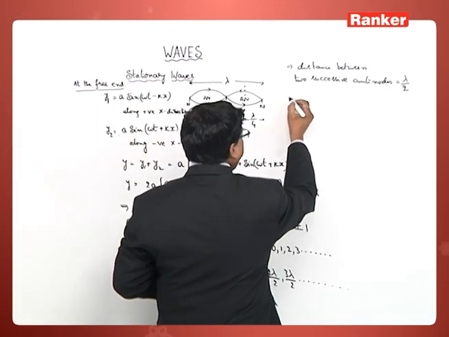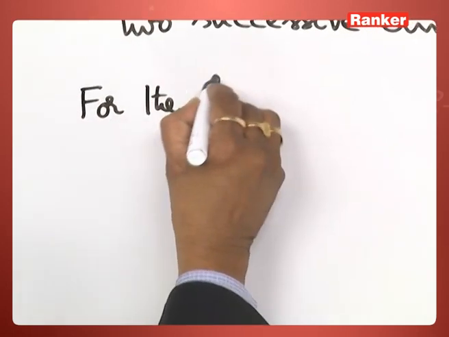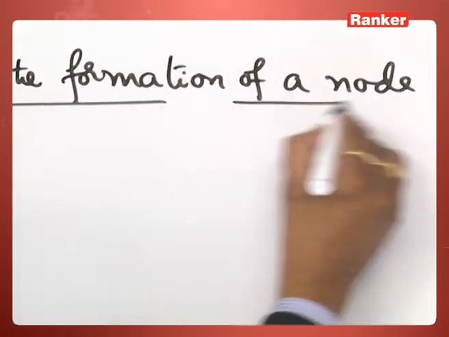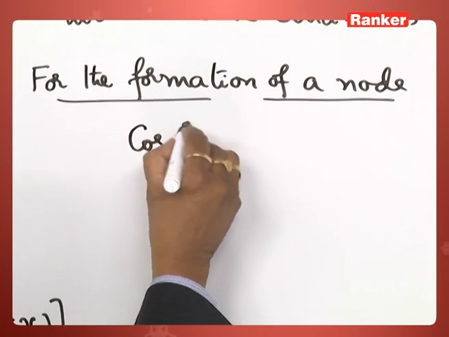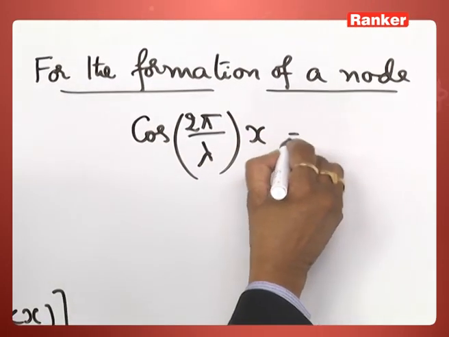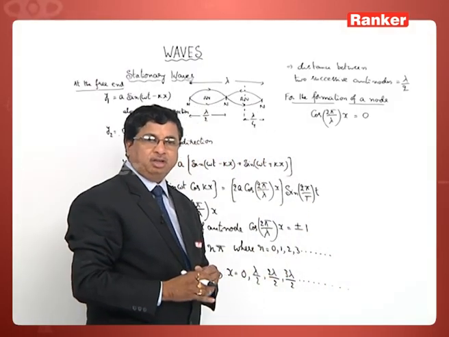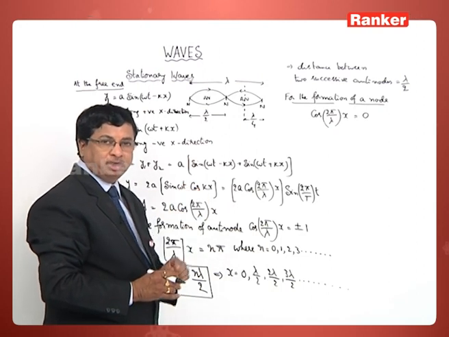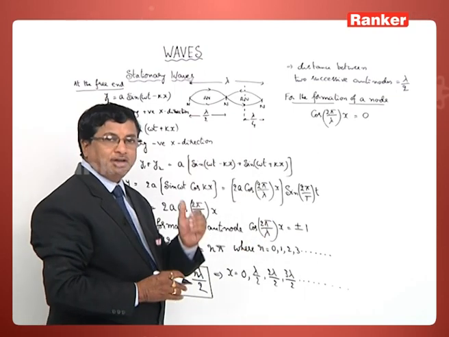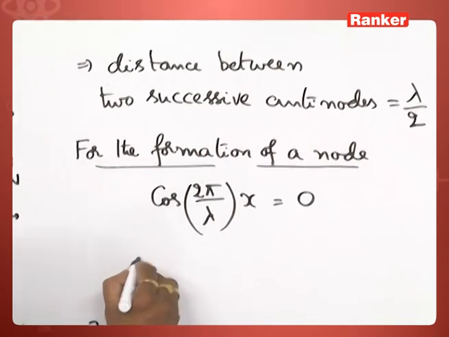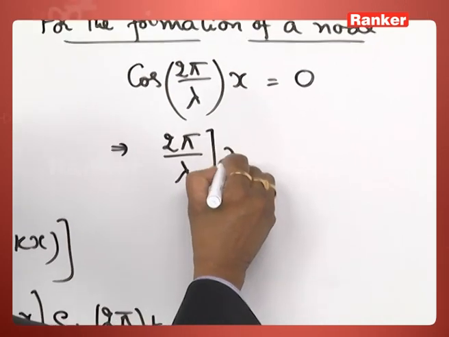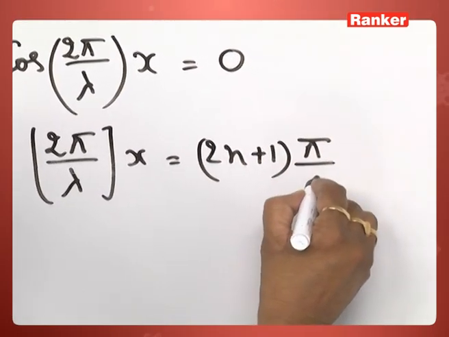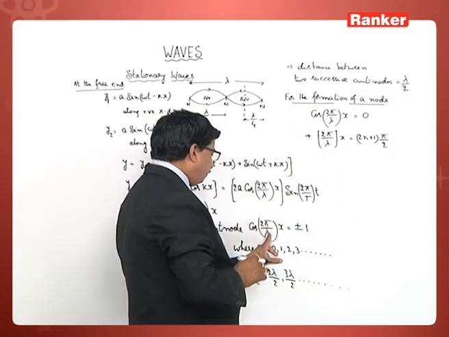Now, what would be the condition for the formation of a node? For the formation of a node, what should be the condition? One can understand directly cos of 2 pi by lambda into x must be 0. So simply speaking, when this cos value becomes 0, total amplitude of the resultant wave, or the stationary wave formed there, will be 0. That is the condition for a node there. So what can we understand from this? This implies 2 pi by lambda into x should become (2n plus 1) into pi by 2. In fact, everyone of us can understand cos 90 is 0.